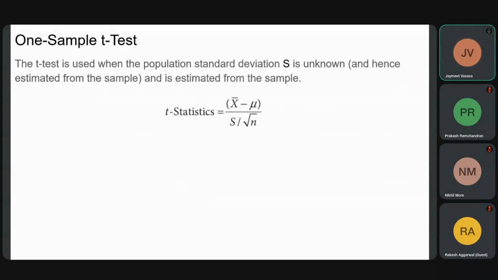Moving further with the one sample t-test. One sample t-test is used when we don't know the population's standard deviation, and so it will be estimated by the sample standard deviation, which will be denoted by capital S.